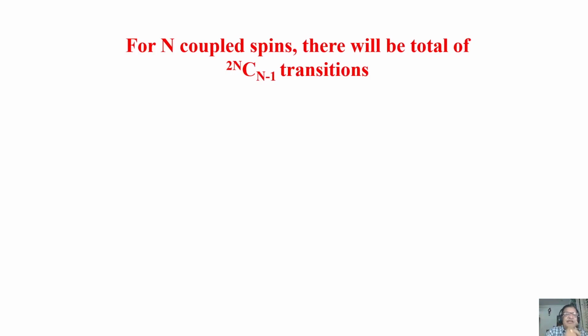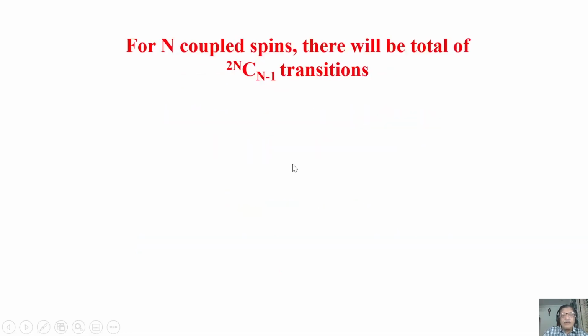Now logic. One spin gives 1 line, 2 spins give 4 lines, and 3 spins can give 15 lines. How many will 4 give? If 5 coupled spins are there, how many lines can it give? We can extend the logic like this. So I'll give you a general formula now. Please remember, if there are n coupled spins, there will be a total of 2n C n minus 1 transitions. Very important to remember.